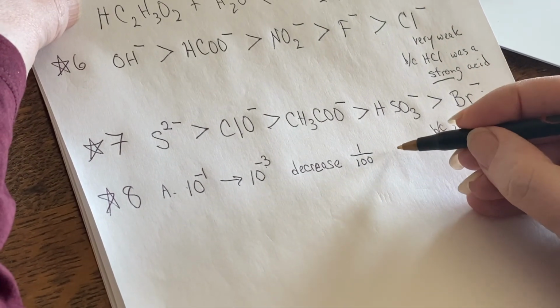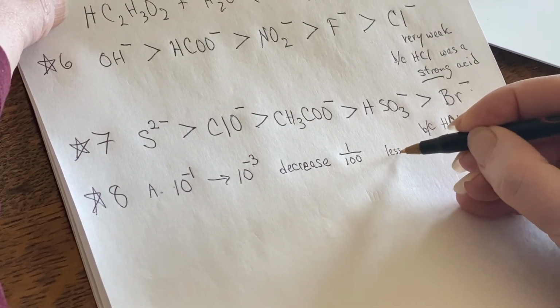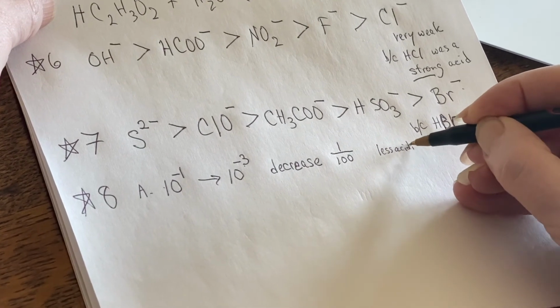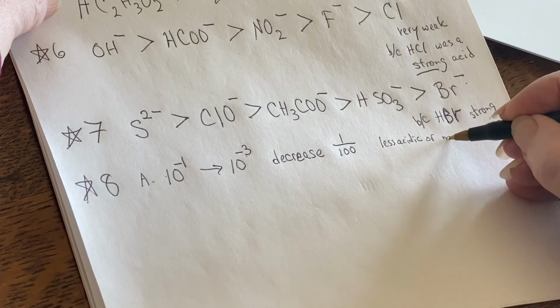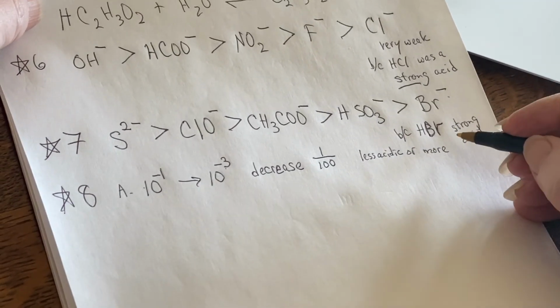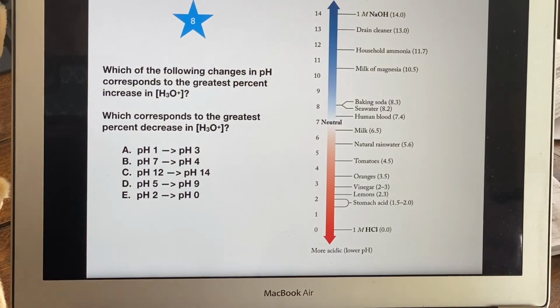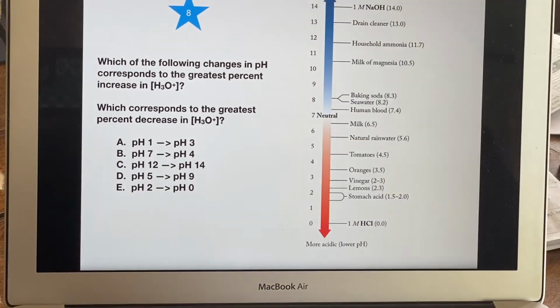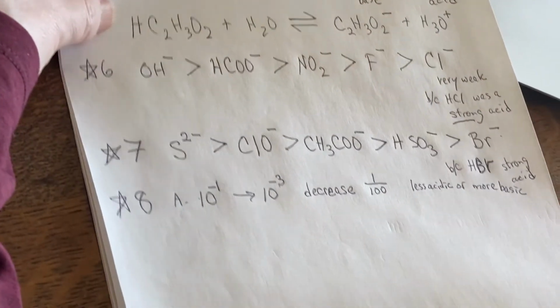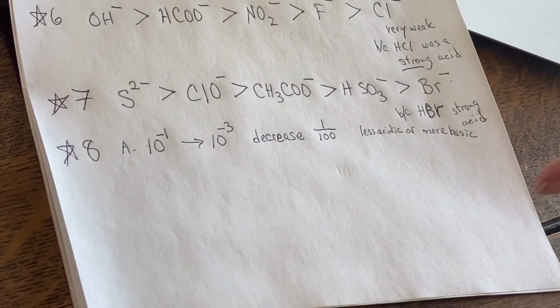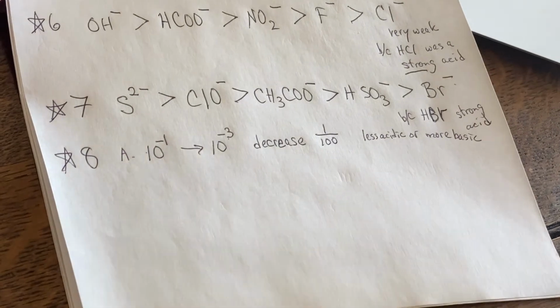That means it is less acidic and more basic. Still pretty acidic though. Yes, it is still. We were just talking about the change though. Greatest percent increase, greatest percent decrease. So we aren't talking about where we actually are. We're talking about how much we changed.